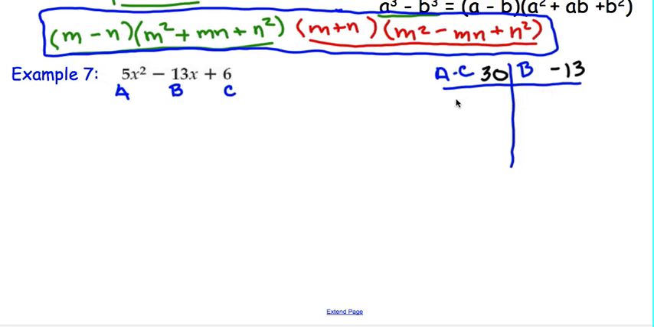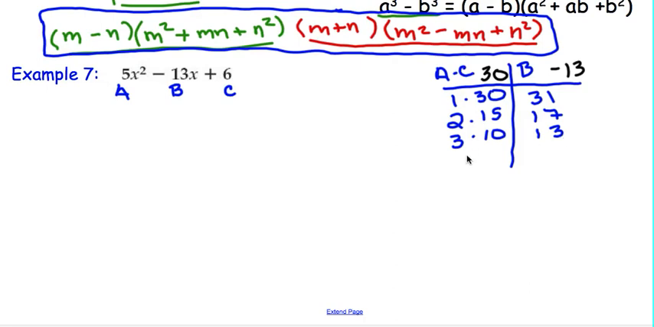Now, if you're not really sure what we're going to do, or if you can't see those factors right away, you can list out all the factors of 30. So we have 1 times 30, but when you add that, you get 31, not negative 13. We have 2 times 15. And when we add that, we get 17, not negative 13. We can take 3 times 10. When you add that, you get 13, but we are looking for negative 13.